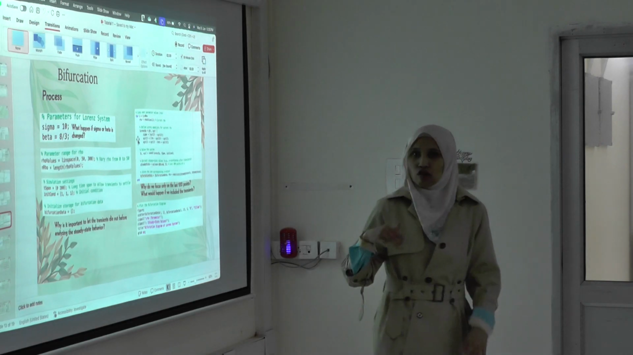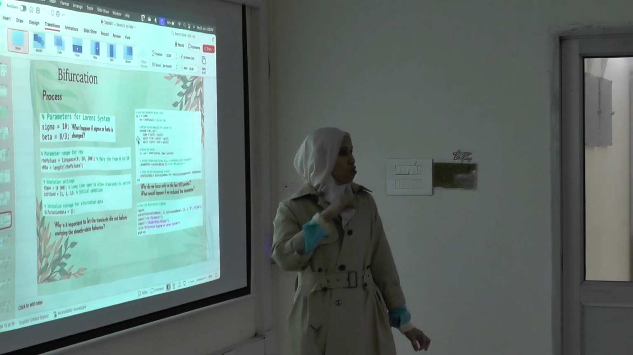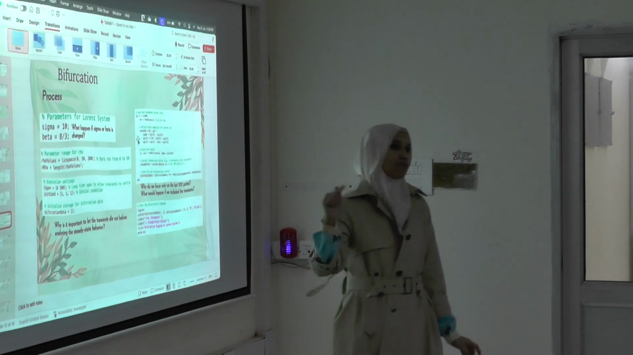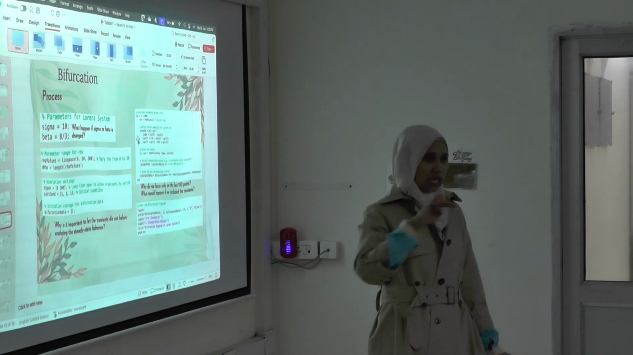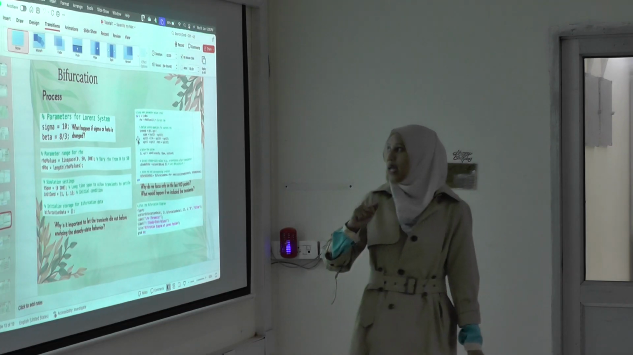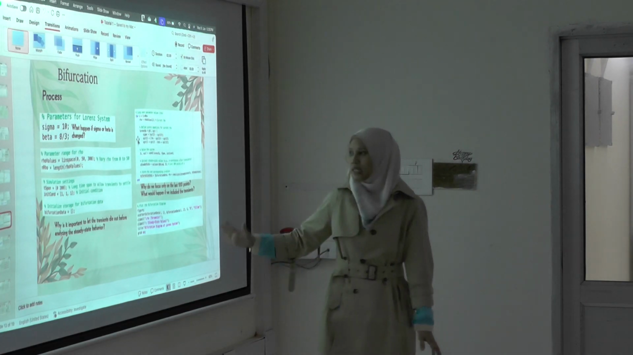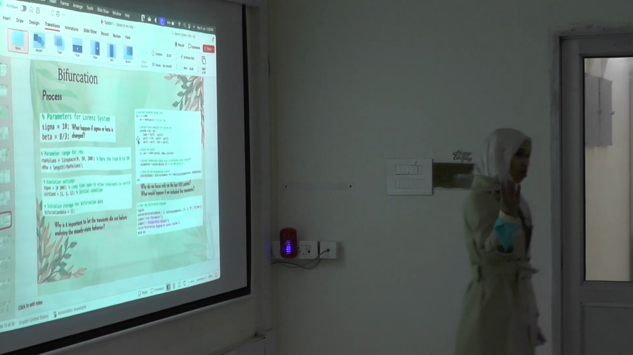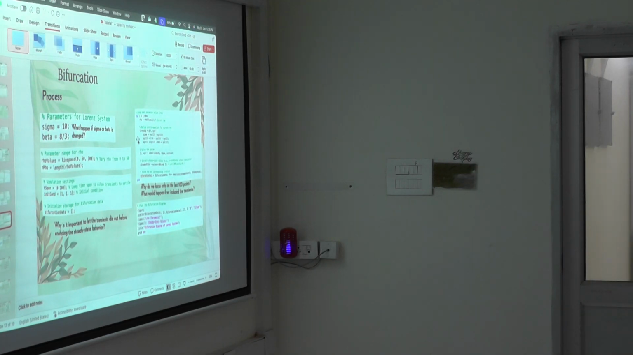So basically, most of the time, a chaotic system will have a positive Lyapunov exponent. And last but not least is bifurcation. Do you have the flow in your mind already? Yes, ma'am.